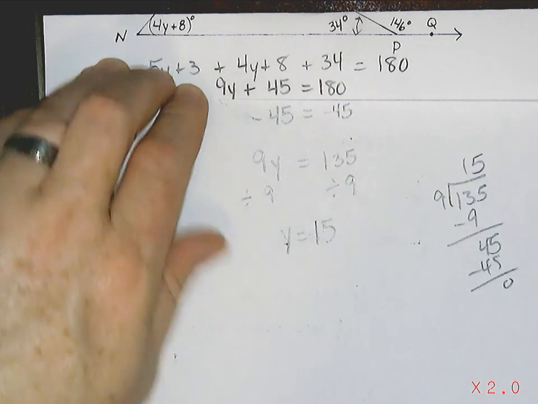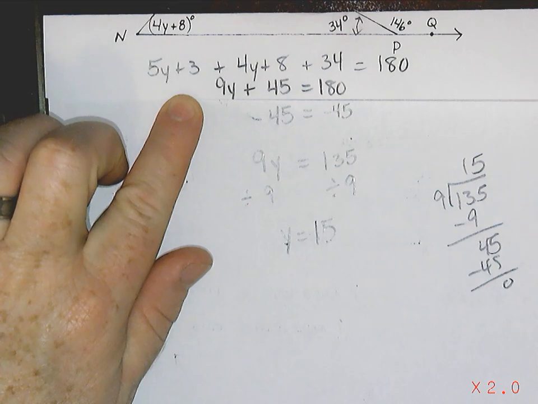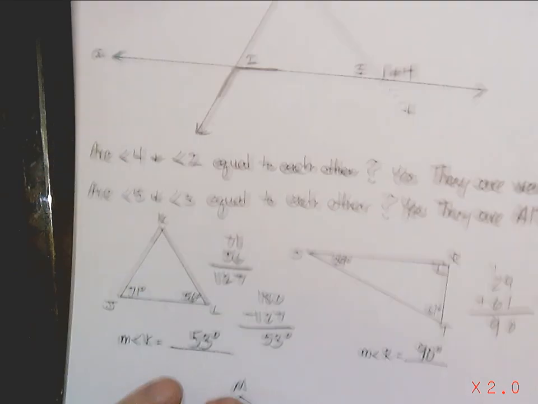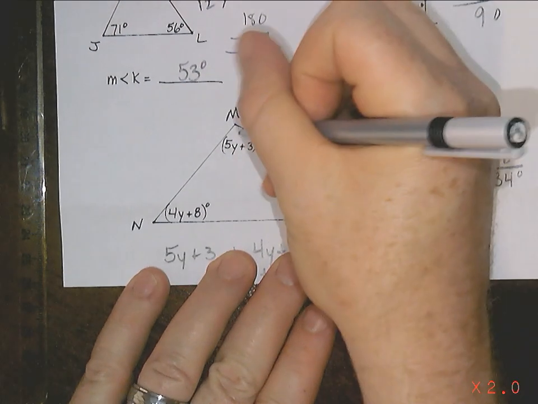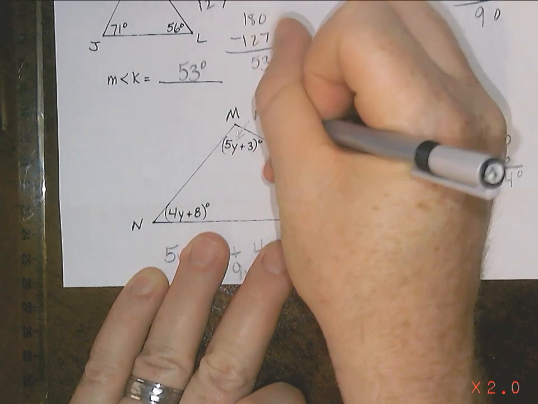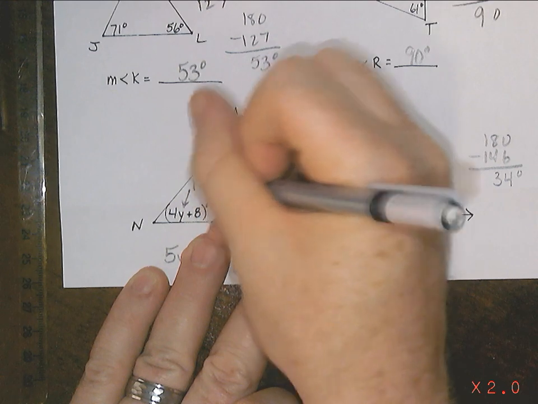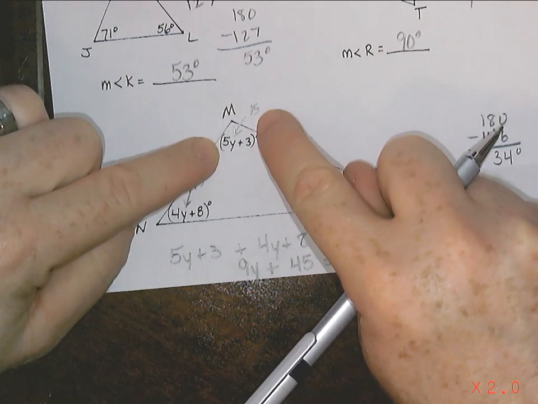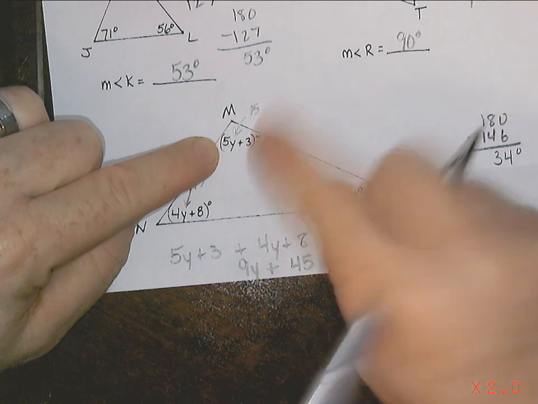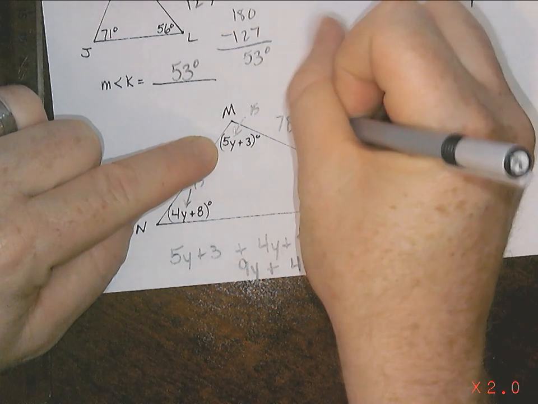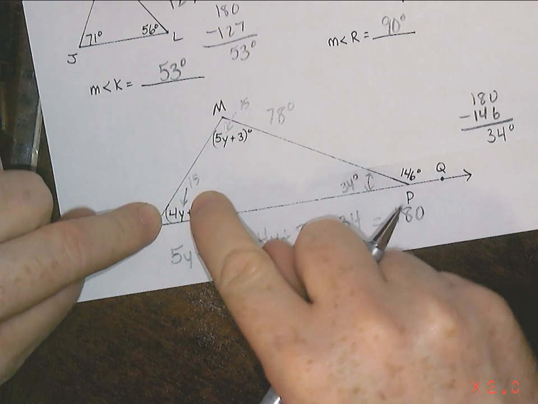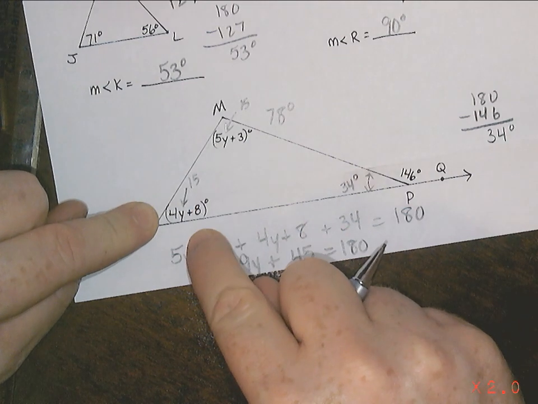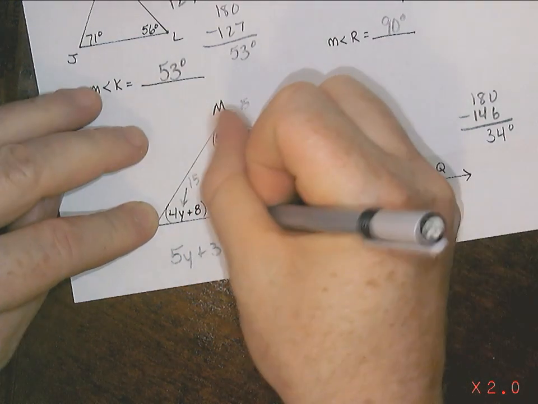So if y is 15, which is helpful, it still doesn't really solve everything. It gets us closer, but I still have to plug it back in here, right? If y is 15, it's going to be plugged back in here into those two variables. So 5 times 15 is 75. 75 plus 3 is 78. So this has got to be 78 degrees. 4 times 15 is 60. 60 plus 8 is 68 degrees.